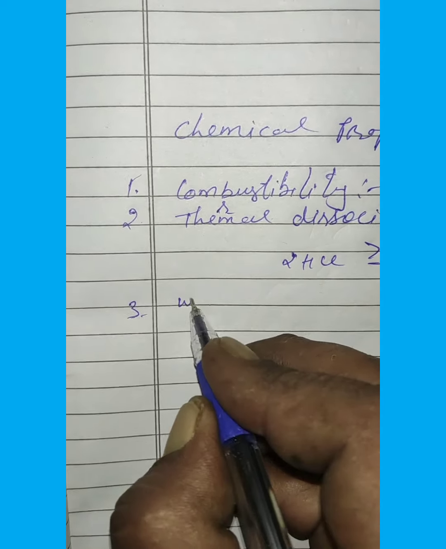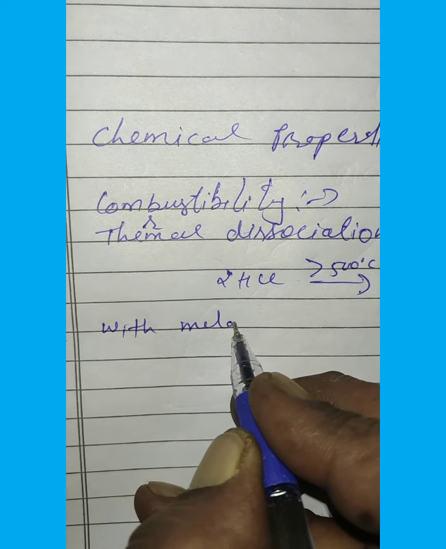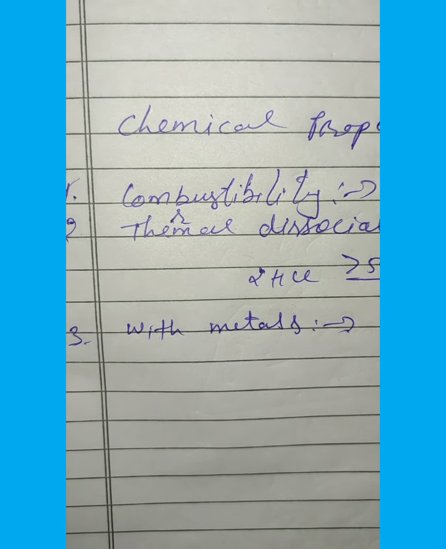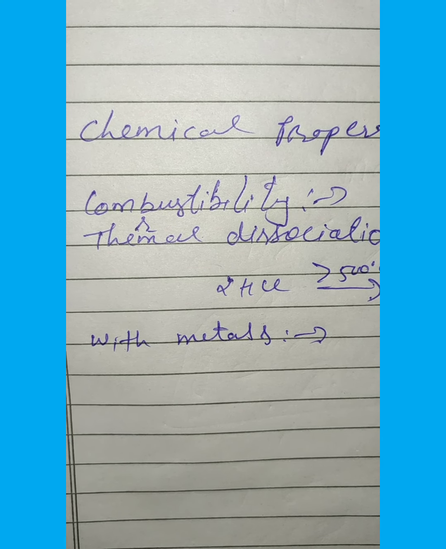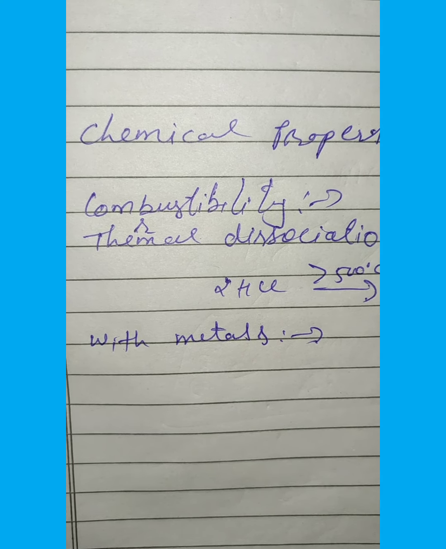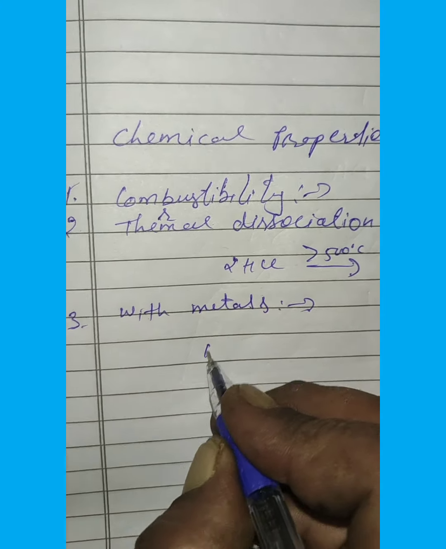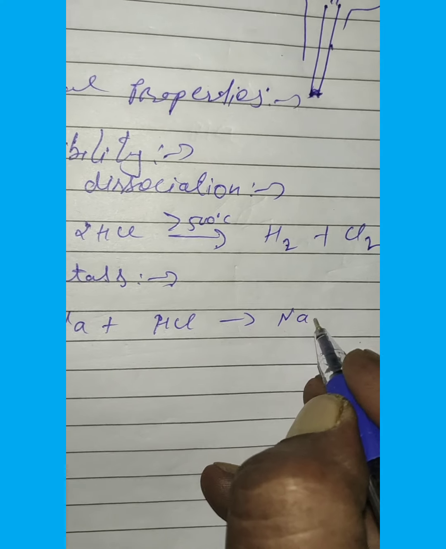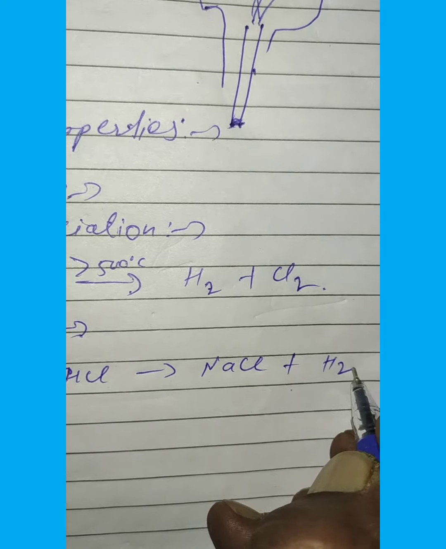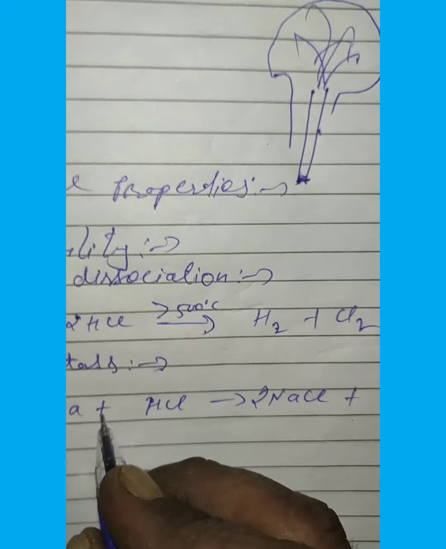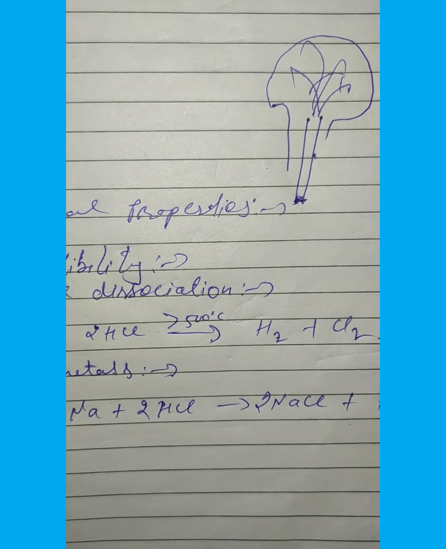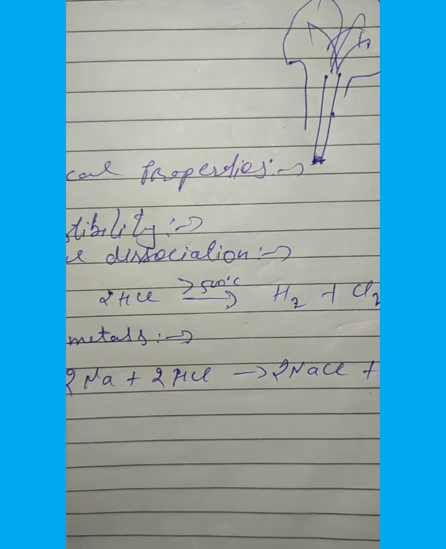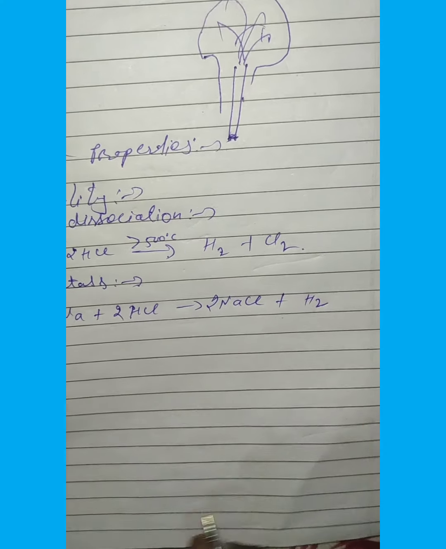Number 3, with metals. Metals that come before hydrogen in the electrochemical series form their corresponding chlorides when heated with hydrogen chloride, and liberate hydrogen gas. Just as when sodium reacts with HCl, it will produce NaCl and hydrogen gas, 2 molecules of each. In the same way all metals, when reacted, produce metallic chloride and liberate hydrogen gas.